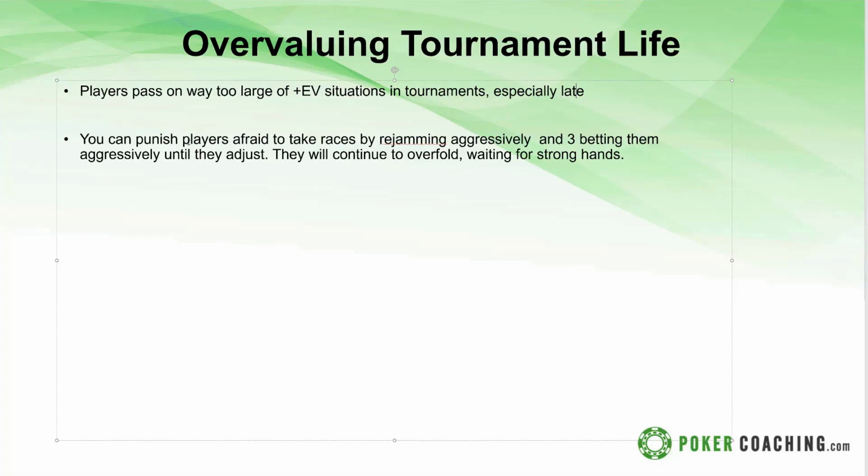As an exploit, you can punish players afraid to take races by rejamming aggressively or 3-betting them aggressively until they adjust. They will continue to overfold, waiting for strong hands. That's the basic exploit, and why the best tournament players are often the most aggressive ones, because they are taking advantage of this a lot.